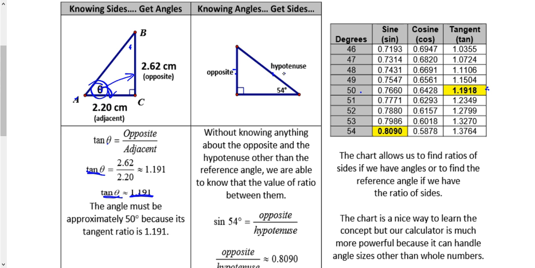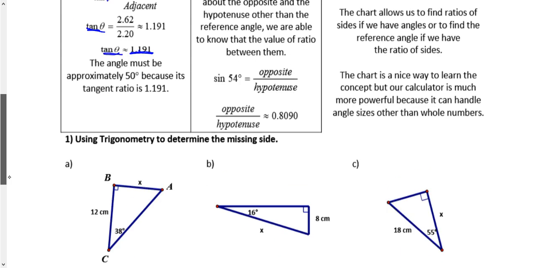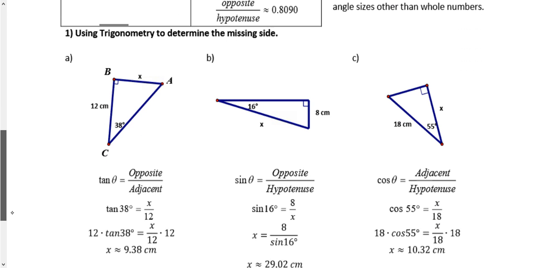0.8090. Whatever that side is, if I divide it by that side, I'm always going to get that number, no matter how big or small that triangle is. That make sense? Kind of? Probably when we start working with these, it'll make a little more sense. So let's do that. Let's now kind of use this, right?